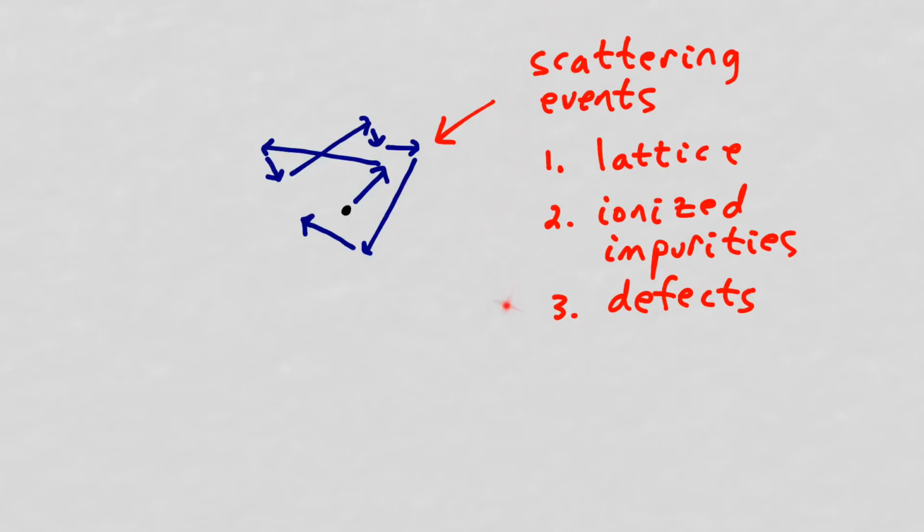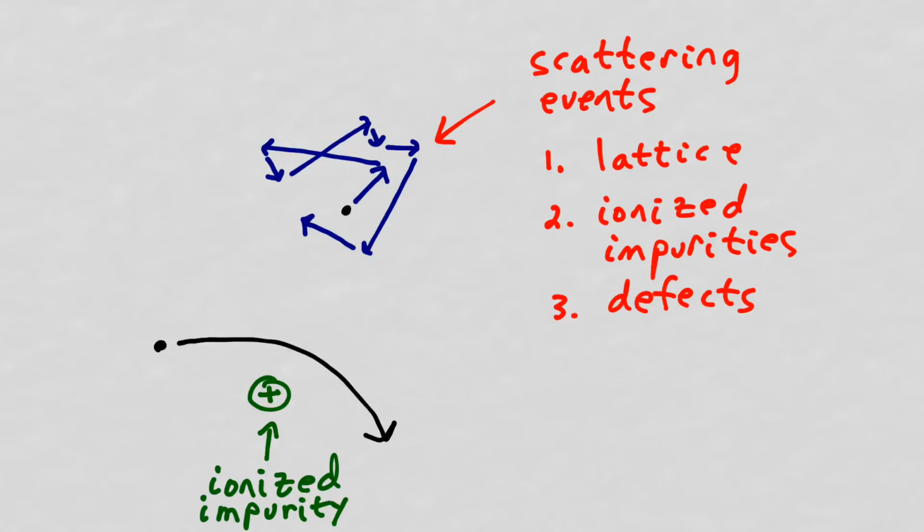We are not going to discuss the physical mechanisms behind these scattering events. But let me just point out how ionized impurity scattering works. So here I'm picturing an ionized impurity in the lattice. As a conduction electron goes by, there's a coulombic attraction to the ionized impurity, which is going to change the direction of the velocity of the electron.